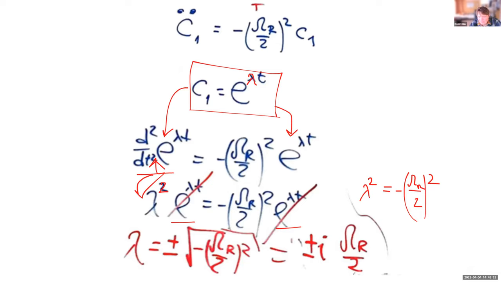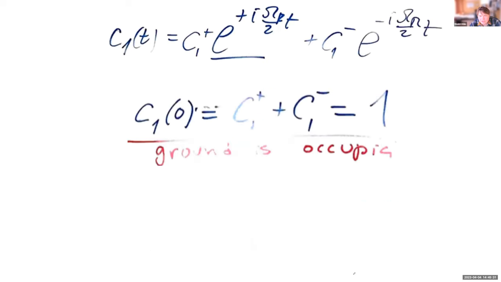If one admits that there are two independent solutions, the general solution must be a summation of the one with a positive imaginary unit and the one with a negative imaginary unit. And to match the initial conditions, we should admit that there are two unknown coefficients that we must match to the initial conditions. So to do this matching, we set up time equals zero.